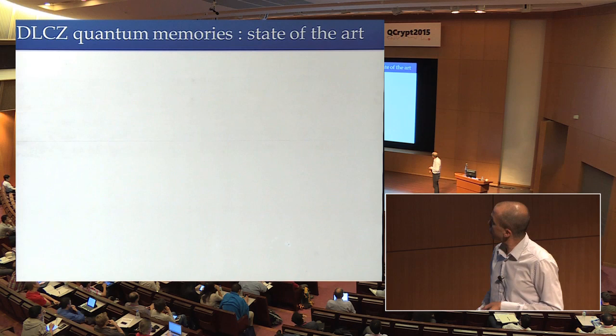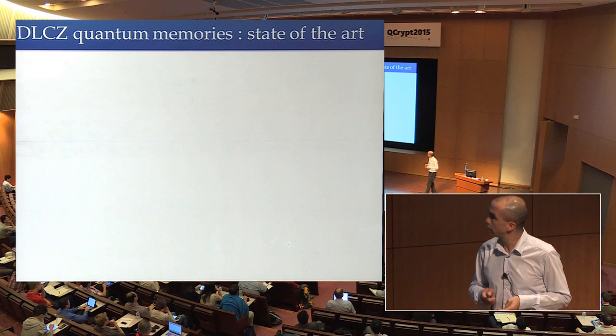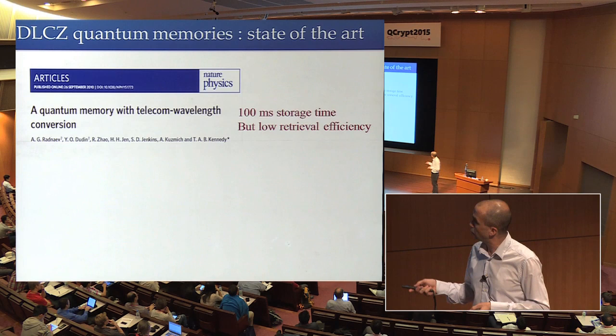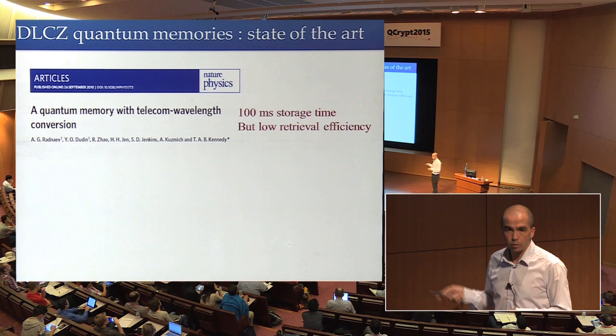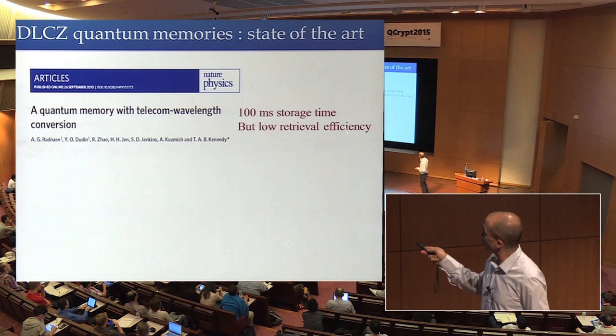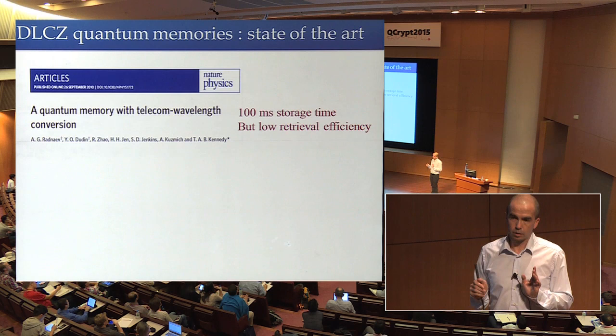Okay, so this was done for the first time in 2003 in Jeff Kimble's group at Caltech. And since then, there have been many, many groups working on that. I will not go through all of this. I will just tell you a little bit about the state of the art for these memories. The storage time that people have reached for the collective spin excitation in the spin state has been shown to be around 100 milliseconds, which is so far the longest quantum memory that has been demonstrated.